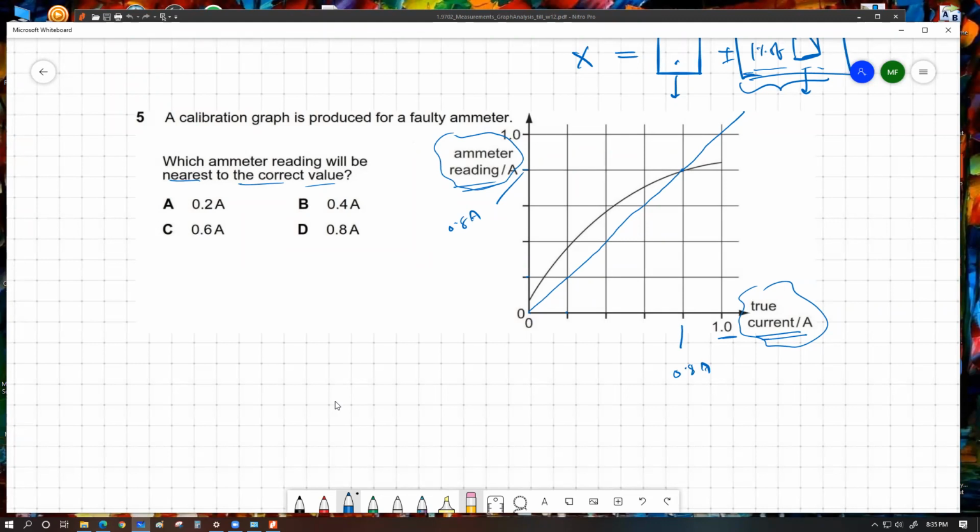But for any current that is lower than that, your faulty emitter will give you a higher reading than the true current. For example, over here for 0.2 ampere of true current, you're going to get this much reading from the emitter. So you're going to get a higher reading for this whole region, and then a lower reading for the later region. But exactly at 0.8 you will come across the correct reading for that instantaneous value. Does it make sense? Yes sir, clearly understood.